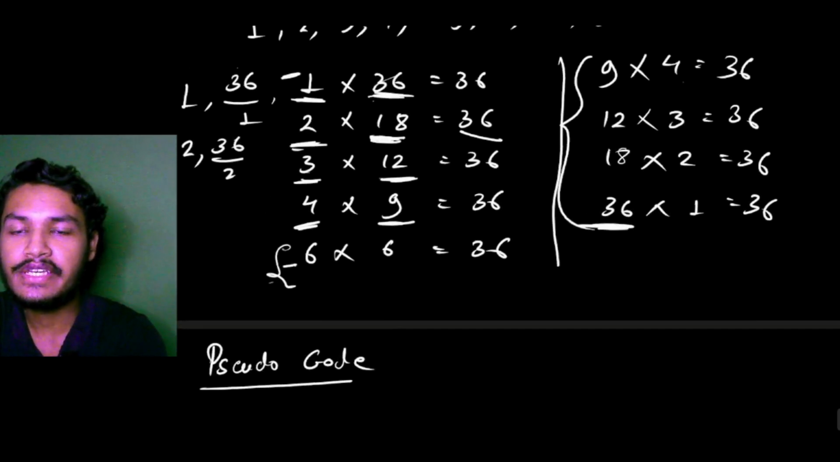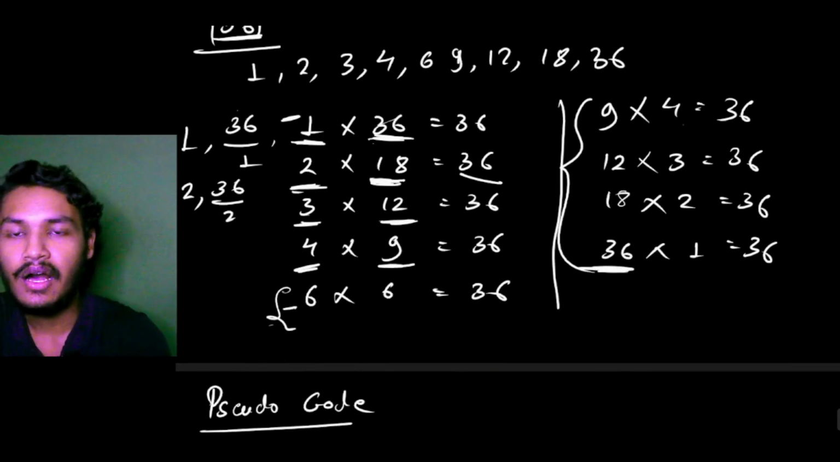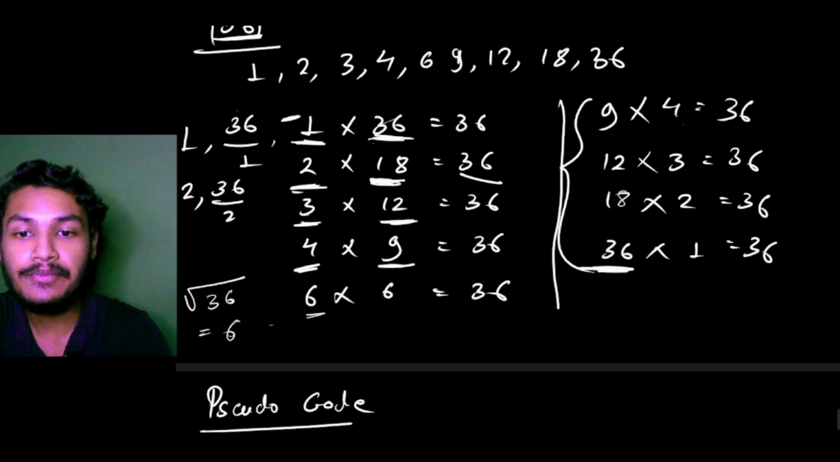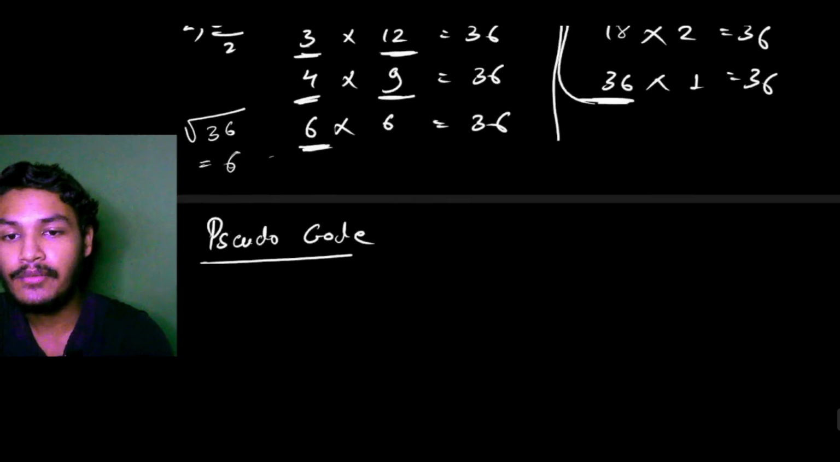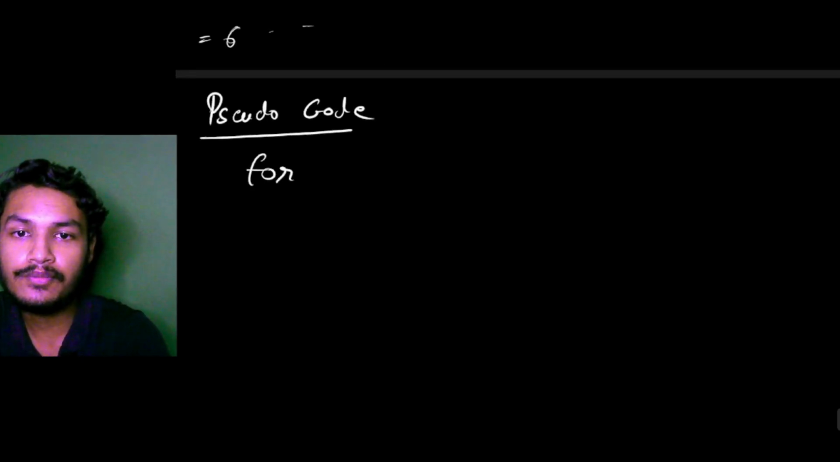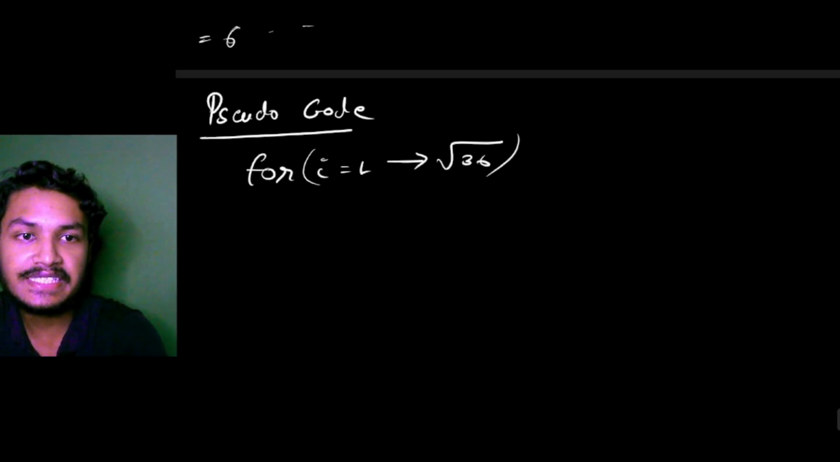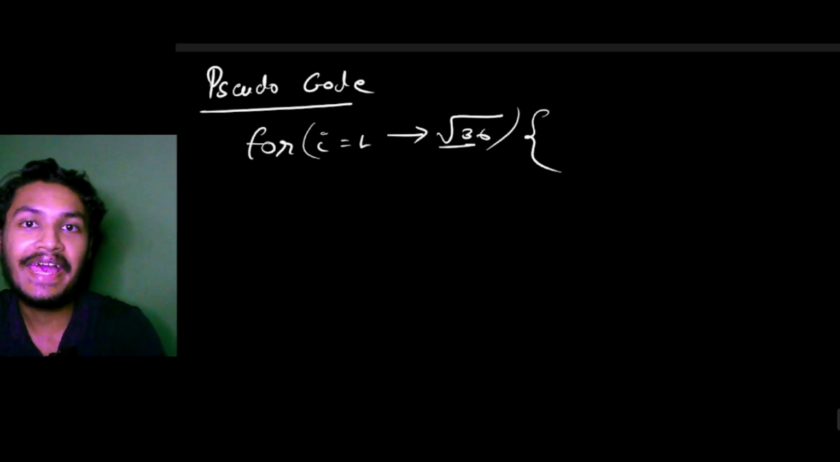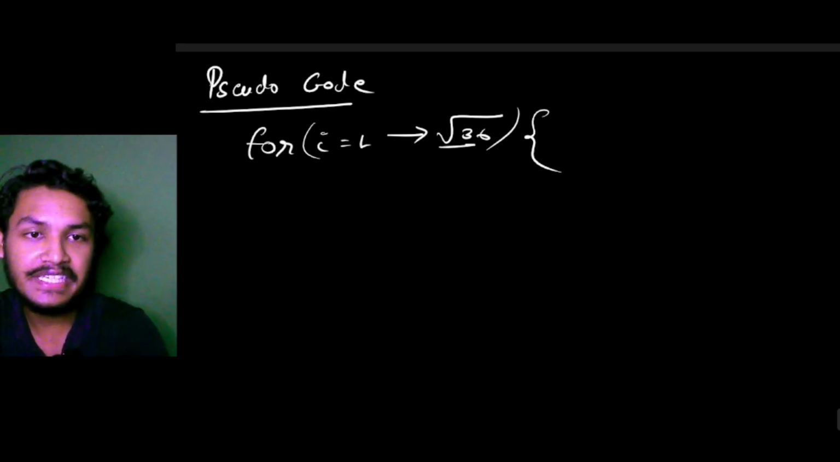Can we observe something? What is this number? If you take the square root of 36, you will get 6, and we have to run our loop till 6, till this number. So we have to run our for loop from i equals 1 to the square root of 36. Till this number we can find all the divisors. So what will be the condition?